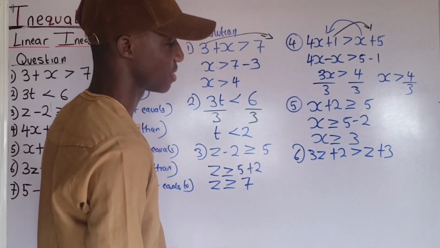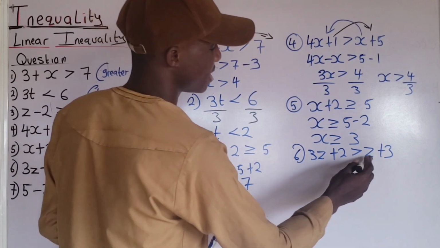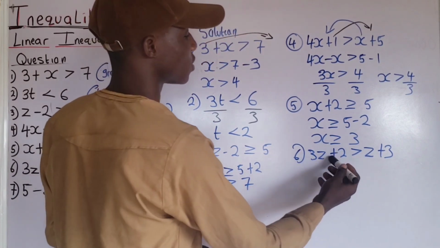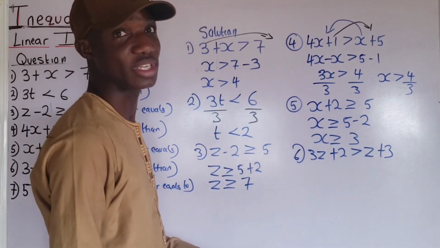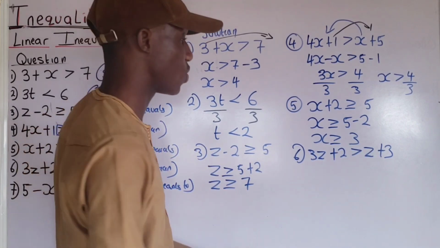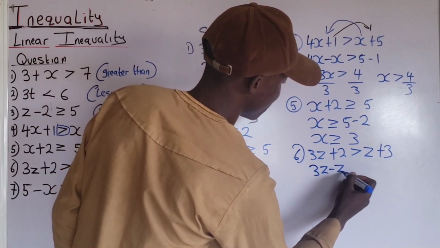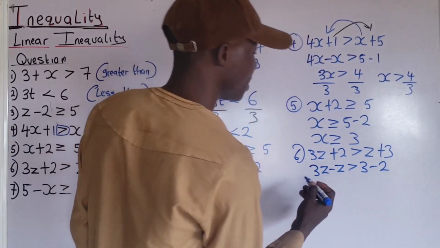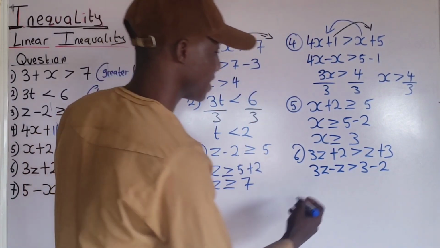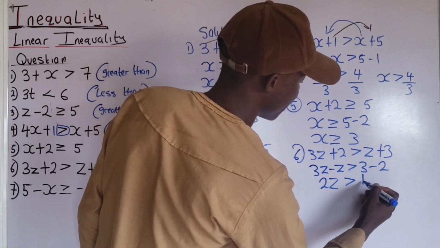collect like terms. If I want to collect like terms, I'm going to take this z to the right hand side and this plus 2 to the right hand side of the equation. So the equation becomes 3z minus z greater than 3 minus 2. So 3z minus z, that is 2z. Here I'm going to have greater than 1.